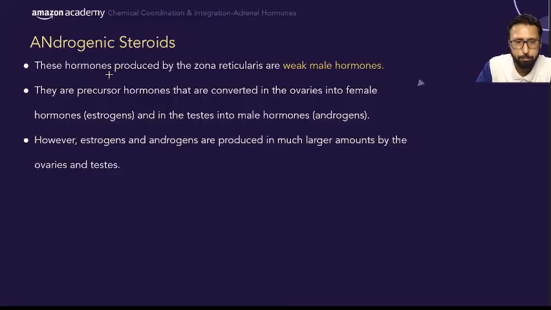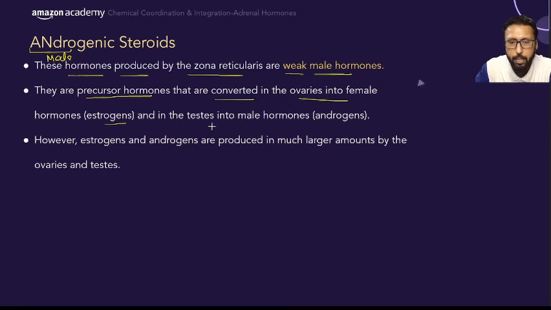Now these hormones produced by the zona reticularis are weak male hormones. Andro means male. So they are the precursor hormones that are converted in the ovaries into female hormones like estrogens, and in the testes into male hormones like androgens, but they are produced in very, very small amounts. So estrogens and androgens are produced in much larger amounts by the ovaries and testes, obviously.